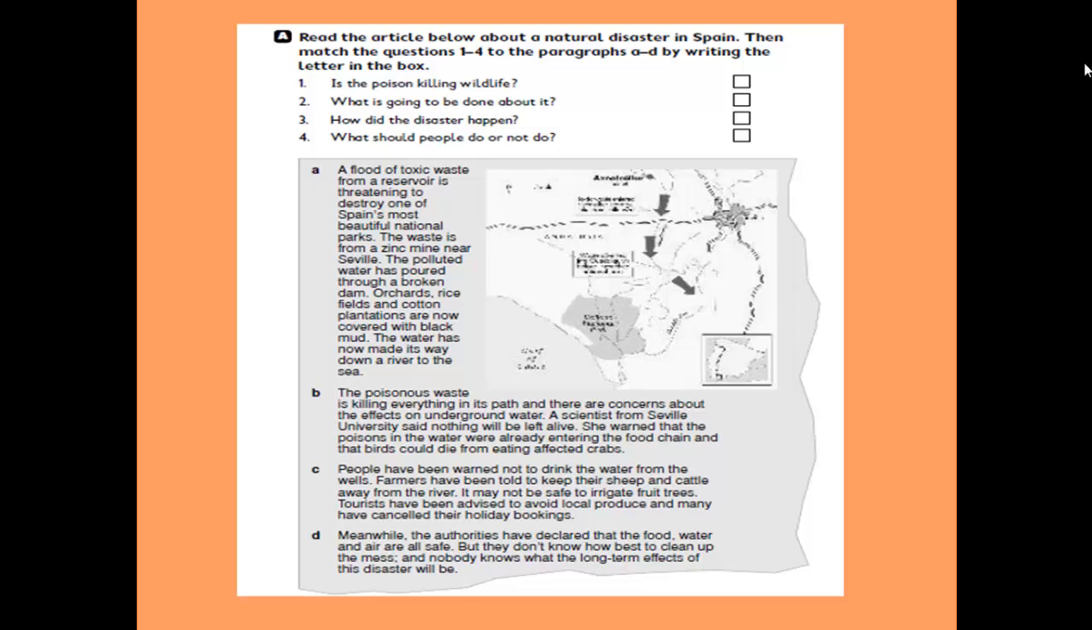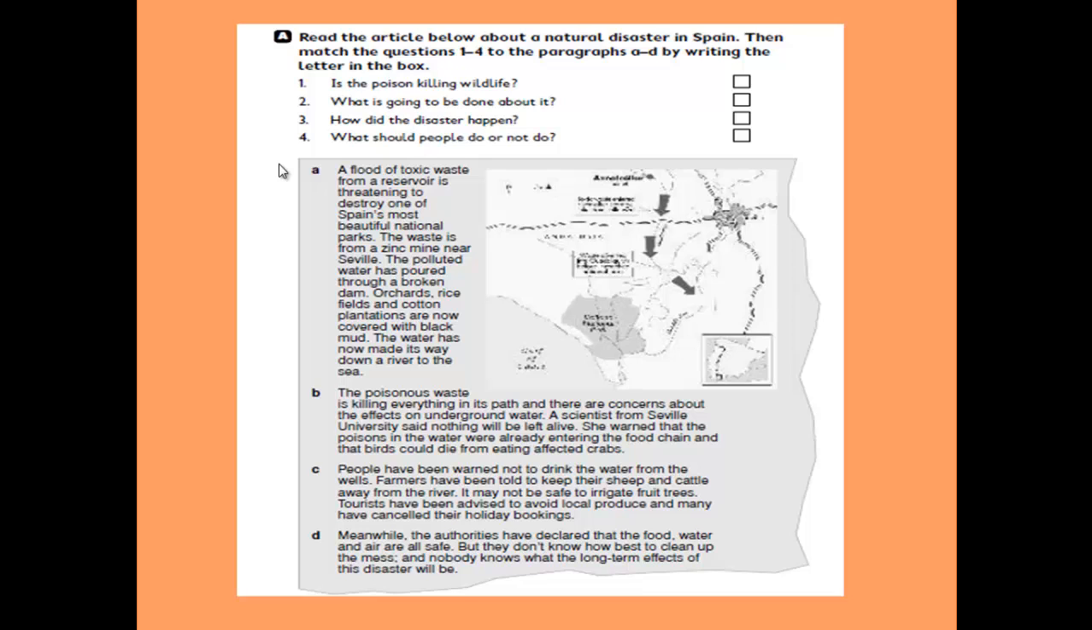Here we have these sentences in the form of questions, and at the same time we have 4 paragraphs, paragraph number A, B, C, and D. We have to match between these 4 questions and the 4 paragraphs. Let's begin from the first one.